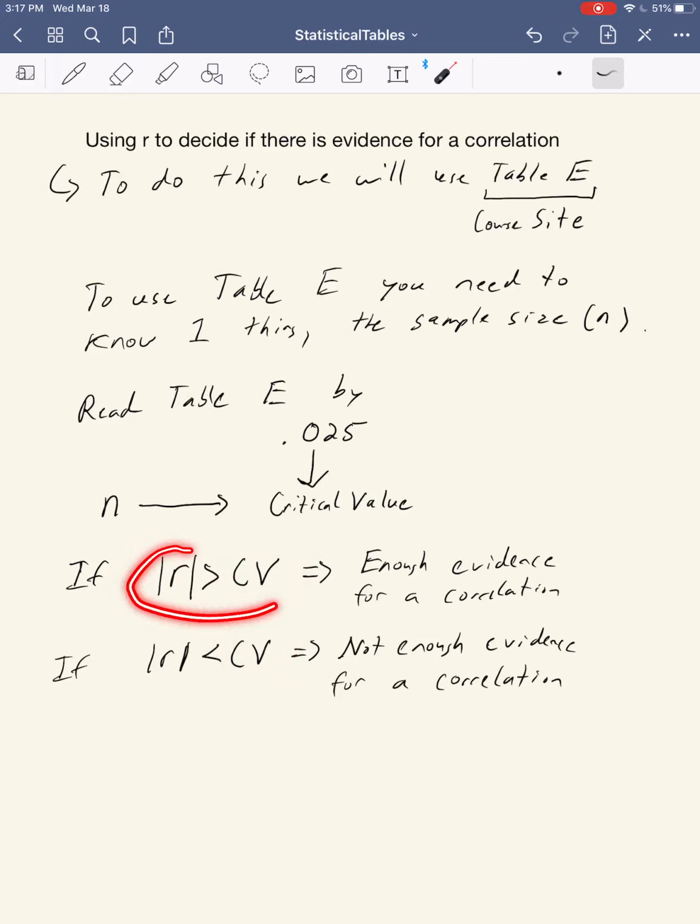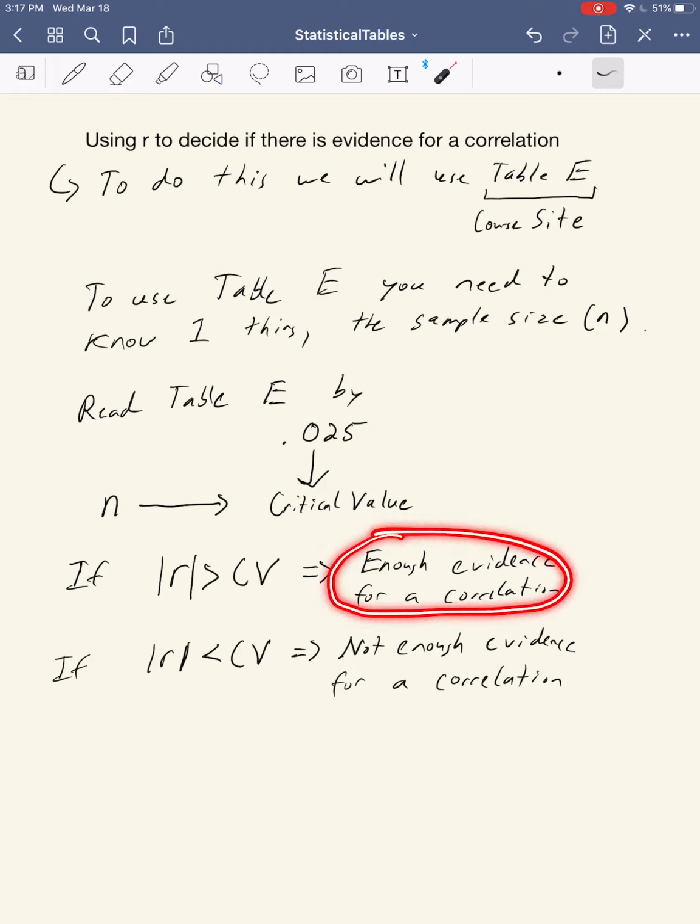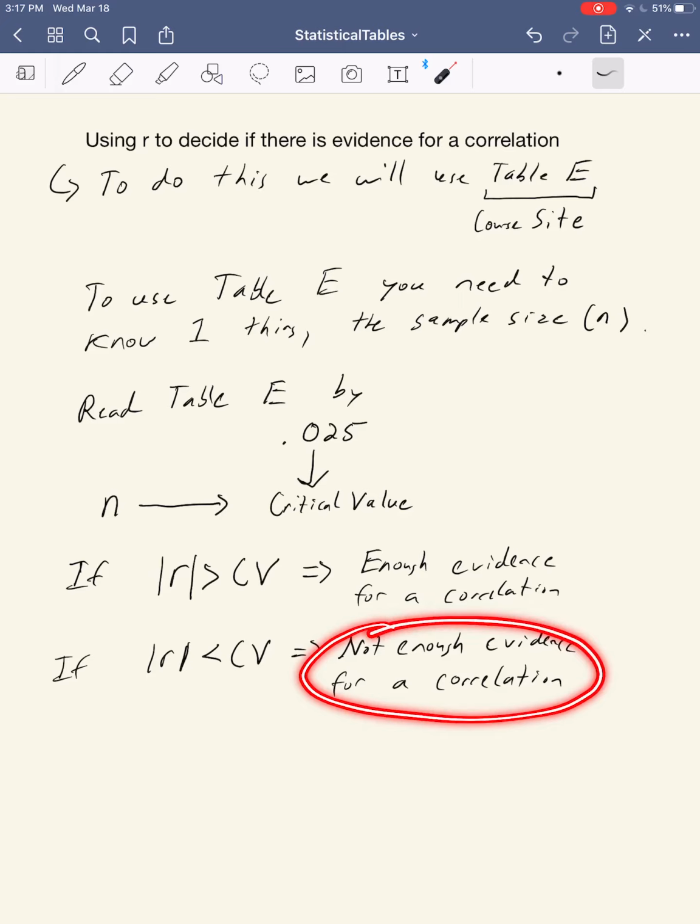If our correlation coefficient in absolute value is larger than the critical value, then that tells us there actually is enough evidence for a correlation. In other words, the pattern we're seeing in the data is strong enough to really be considered a true pattern. Whereas if the absolute value of R is less than the critical value, then we determine that there's not enough evidence for a correlation. In other words, while we might see a slight pattern in the data, it really isn't enough to say that that's a true pattern or a true relationship between our variables.